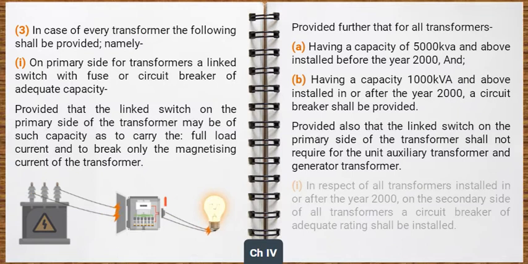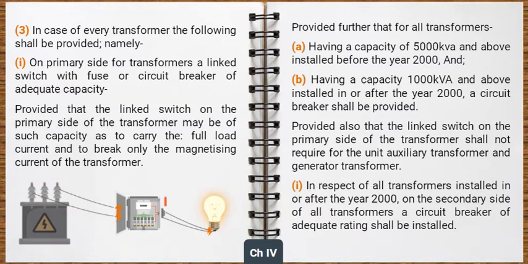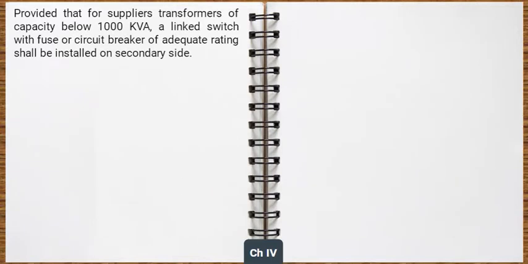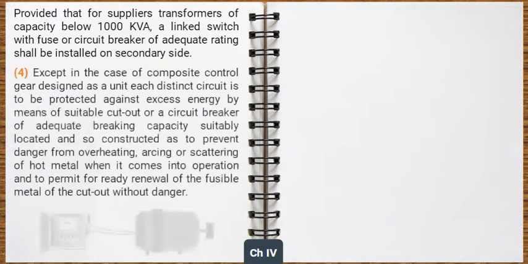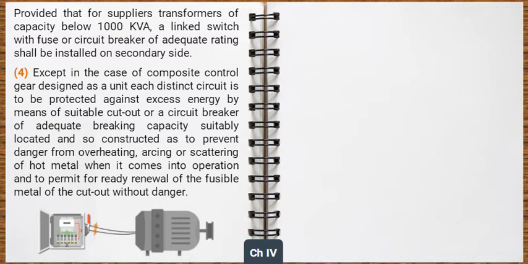In respect of all transformers installed in or after the year 2000, on the secondary side of all transformers, a circuit breaker of adequate rating shall be installed. Provided that for supplier's transformers of capacity below 1000 kVA, a linked switch with fuse or circuit breaker of adequate rating shall be installed on secondary side, except in the case of composite control gear, designed as a unit.